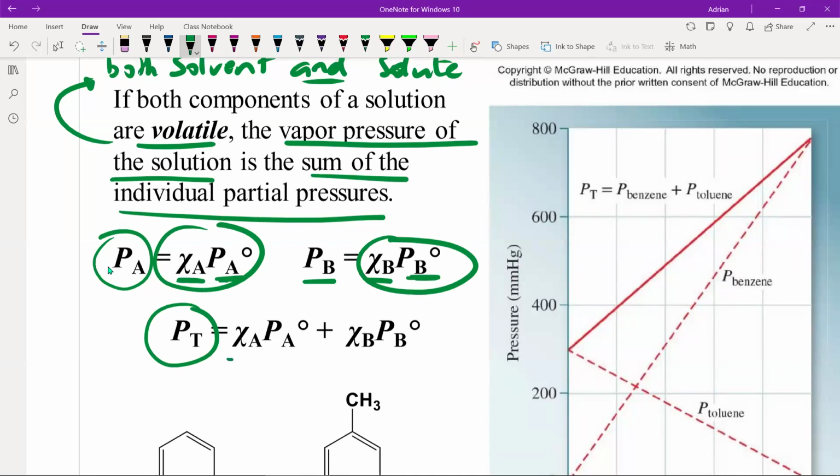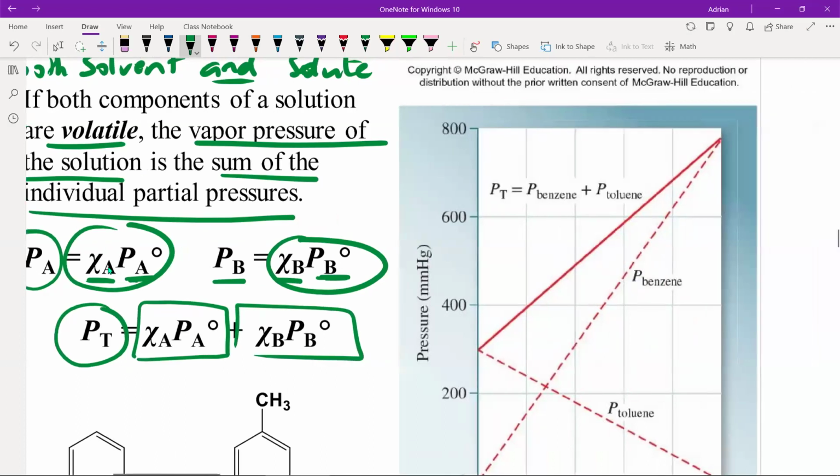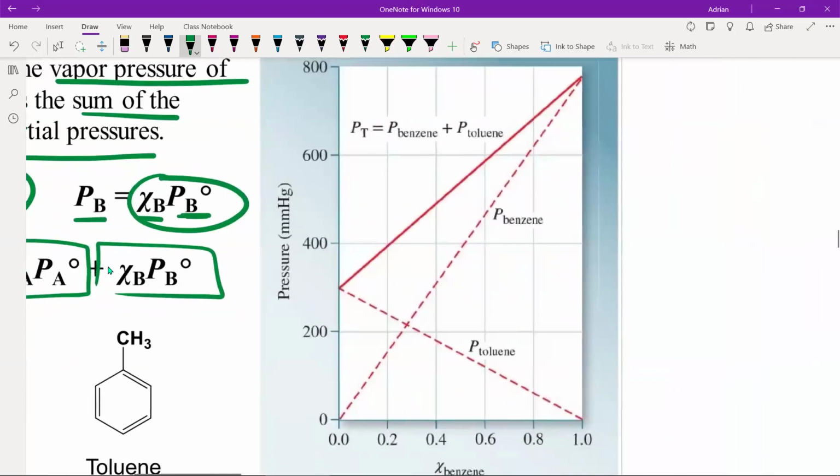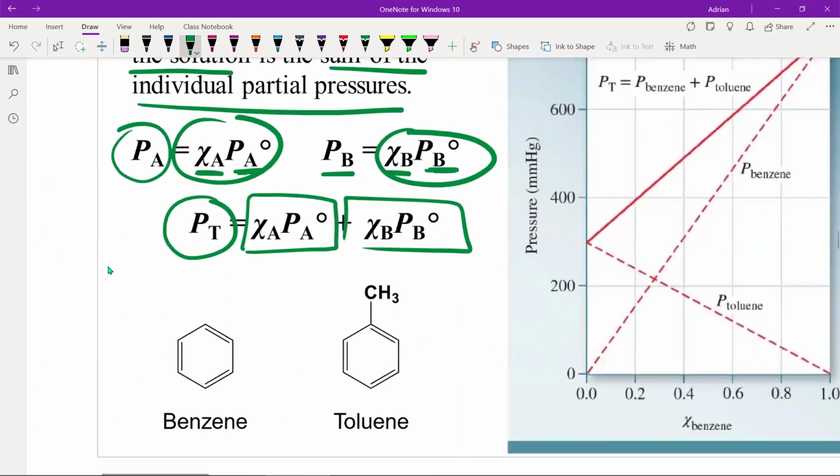So the mole fraction of A times the partial pressure of pure A, plus the mole fraction of B times the partial pressure of pure B. We can actually plot that on a graph. So for example, here we have two substances, benzene and toluene. They're both volatile. That's their structures.